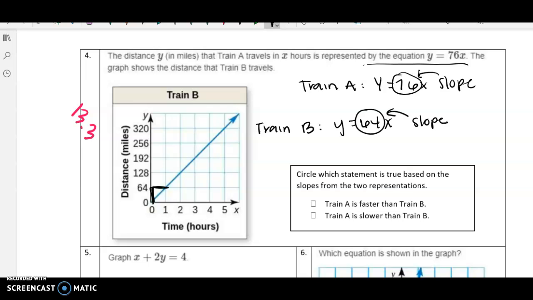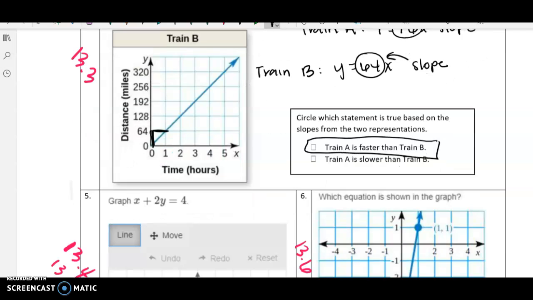And so it's asking us which one was faster or slower. So based on the graph, train A was faster than train B, and that's because their slope is going to be steeper. It's a bigger slope.